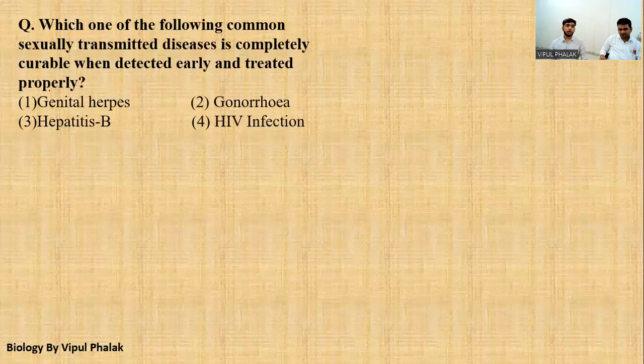Next question we've got: which of the following common sexually transmitted diseases is commonly curable when detected early and treated properly? We will see the options first. Genital herpes is a sexually transmitted disease. Gonorrhea is also a sexually transmitted disease. And HIV infection is also a sexually transmitted disease. Hepatitis B is not a sexually transmitted disease; it is a viral infection. So third option is not the answer. From these three, gonorrhea is the only disease which can be cured at an early stage. HIV infection is not cured, and for genital herpes, we don't know the treatment at this stage. So second is correct.